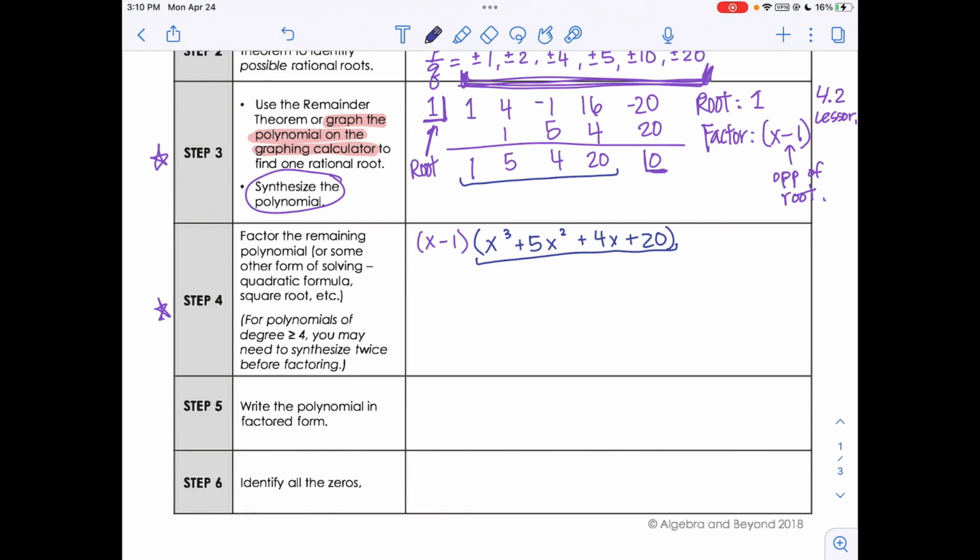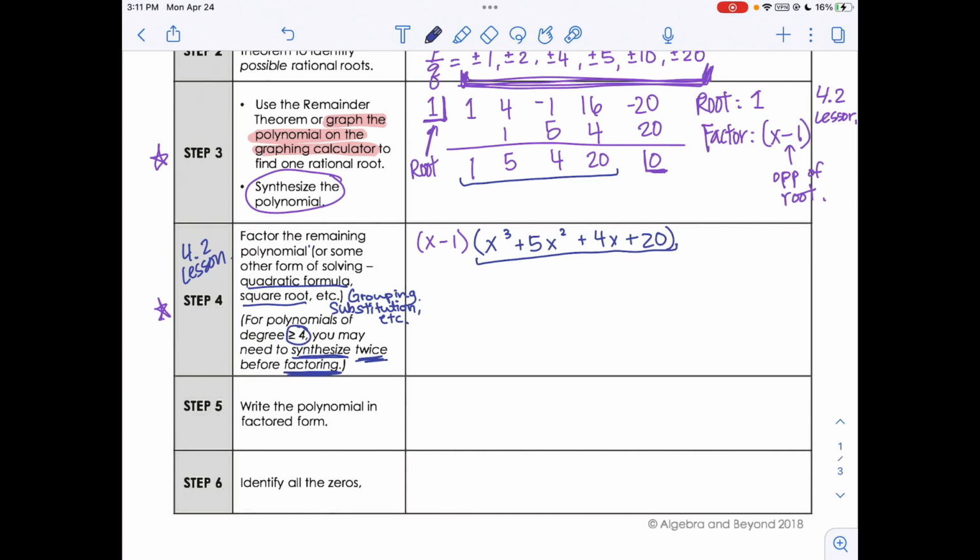Now we can use, let's see, quadratic formula, we can use square roots method, we can use the grouping method, we can use the substitution method, we can use so many different kinds of method, etc. Now, if it is greater than 4th degree, you may need to use synthetic division twice before you factor with the factoring methods from 4.2 lesson, okay? So let's go ahead and take a look at this.